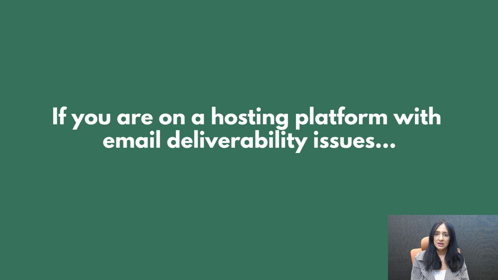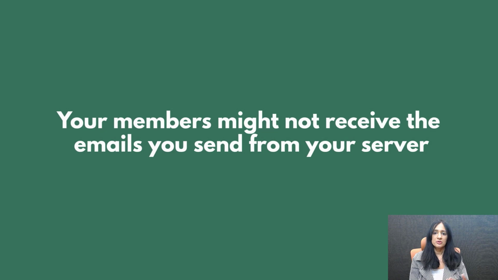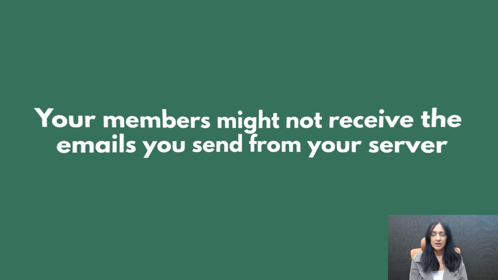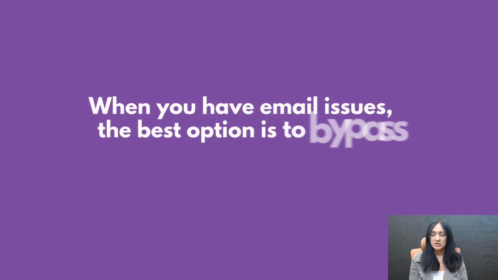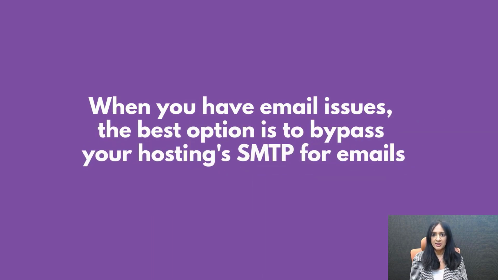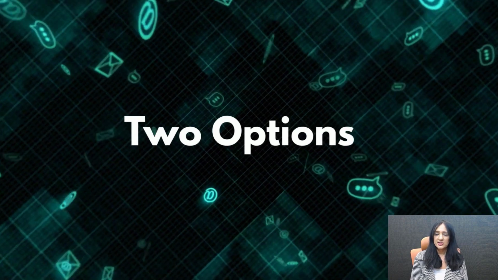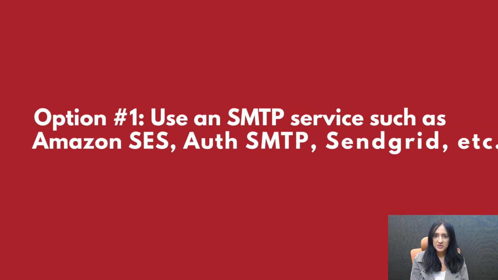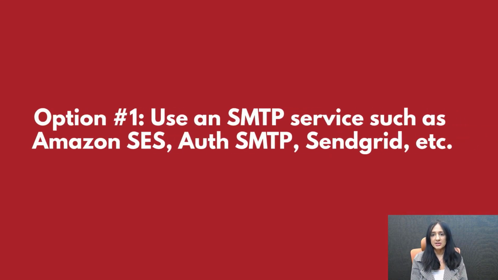However, if you're on a hosting with email issues and email deliverability issues, then you're going to have a situation where your members are going to say they're not getting the emails or they're not getting the emails consistently. So when you have these kinds of email issues, the best option is to just completely bypass your hosting. And there are two different options, actually. You can use an SMTP service, such as Amazon SES or SendGrid, one of these, to send emails, because DAP will allow you to enter your SMTP credentials, and you can connect DAP to an external SMTP service to send emails, right? That's one way you can do it.